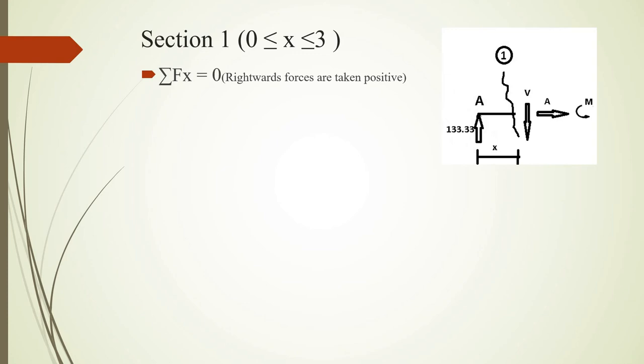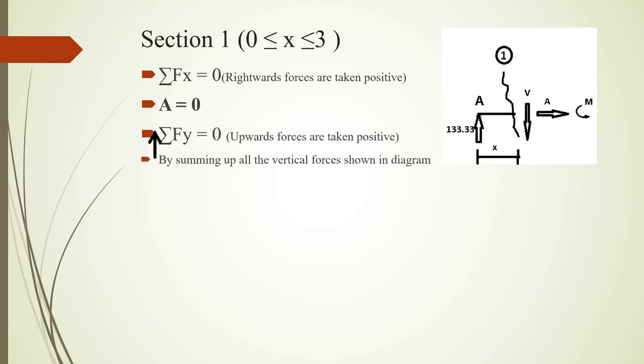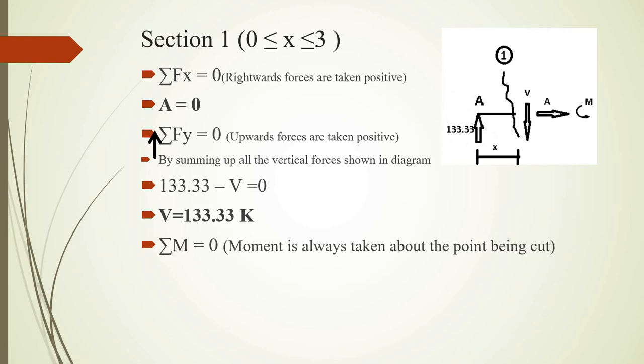Let's start with the summation of x equation. We are going to take right versus force as positive. There's only one horizontal force, A, so it comes out to be 0. Now we'll go for Fy, and sigma Fy is 0. Upward forces are taken positive. If we add all of the vertical forces in the diagram, it's going to be 133.33 going upwards. And then V is going downward, the shear force, so I'll put a negative sign. The sum is going to be 0. If I simplify this, I'll come up with V equals 133.33 kips.